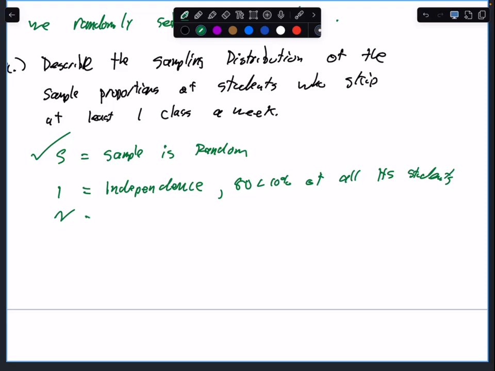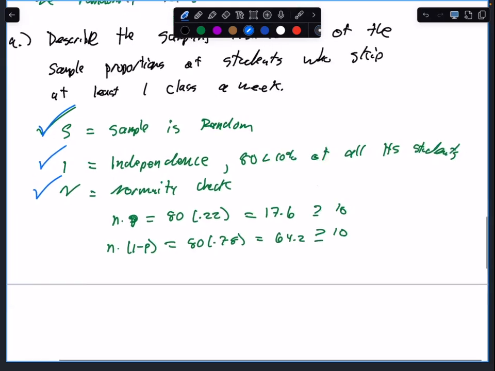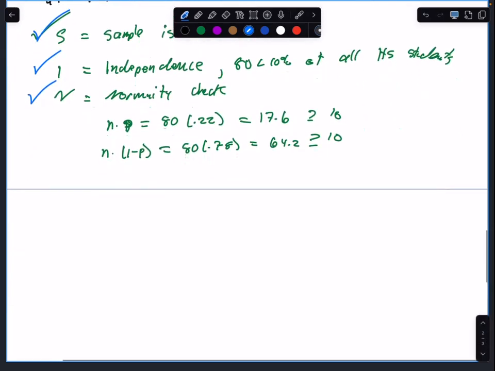And finally, the normality check. N times P would be 80 times 0.22, which gives me 17.6. N times 1 minus P would be 80 times 0.78, which is 62.4. Both of these are at least 10. So check, check, check. So what is the sampling distribution? The sampling distribution, we can call it what?